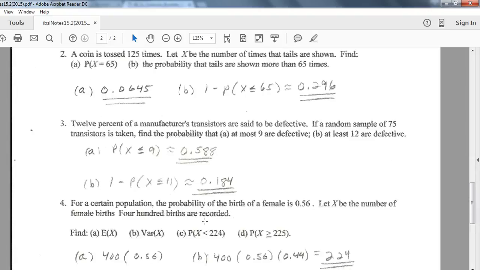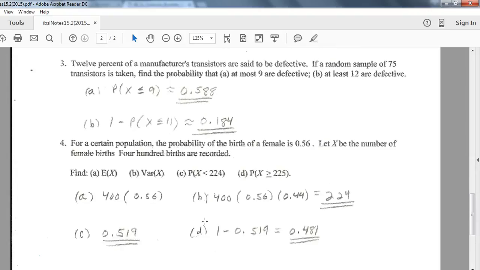But otherwise, that's pretty much it. If you want to give these last ones a try, these are just some more examples. I encourage you to give those a try in your calculator. If you're having questions, come in and see me. I'd be happy to help you with those.